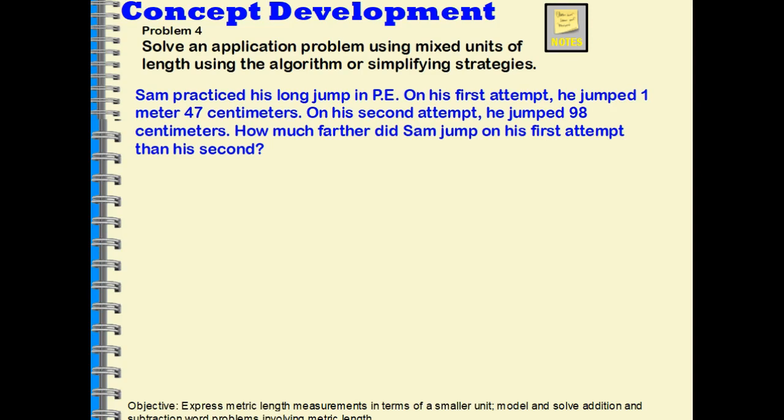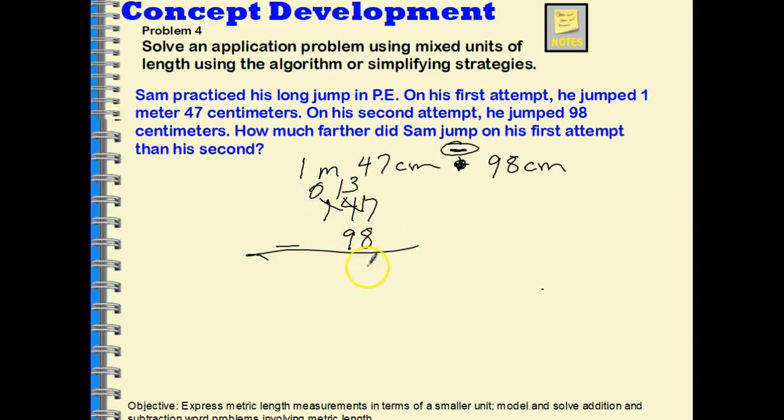Alright, and then here is an application problem using mixed units. So Sam practiced his long jump in PE. On his first attempt, he jumped 1 meter and 47 centimeters. On his second attempt, he jumped 98 centimeters. How much farther did Sam jump on his first attempt than his second? Okay, so 1 meter, 47 centimeters, plus 98 centimeters. So this is 147 minus 98. This should be minus, because we're looking for the difference. 17 minus 8 is 9, 13 minus 9 is 5. So 59 centimeters farther.